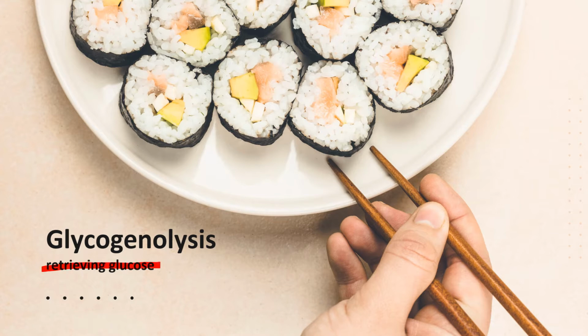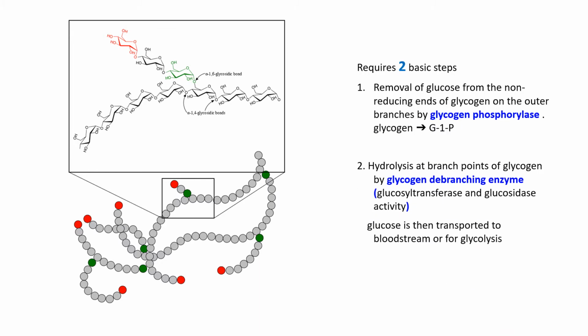Glycogen. But before that, make sure you know how a glycogen structure looks. Glycogenolysis requires two basic steps. The first one is the removal of glucose from the non-reducing ends of glycogen on the outer branches by glycogen phosphorylase. Next is the hydrolysis at branch points of glycogen by glycogen debranching enzyme.